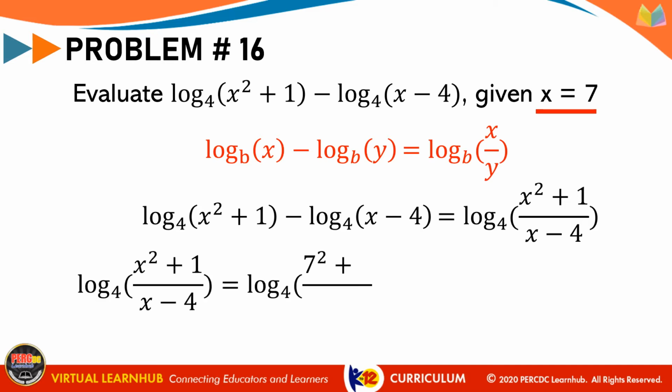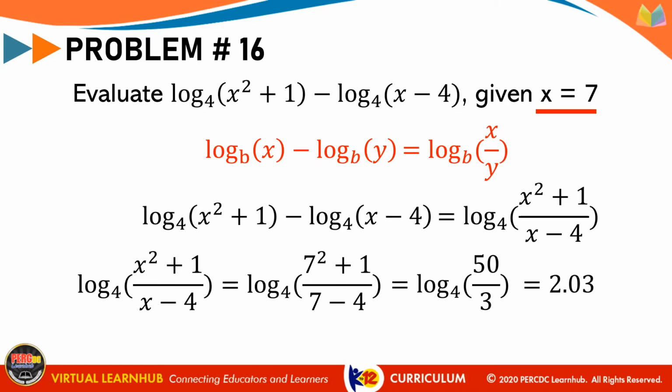Substituting x equals 7 into this expression, we will have log of 7 squared plus 1 over 7 minus 4 to the base 4, and that is equal to log of 50 over 3 to the base 4. Typing this into our calculators, that is equal to approximately 2.03.